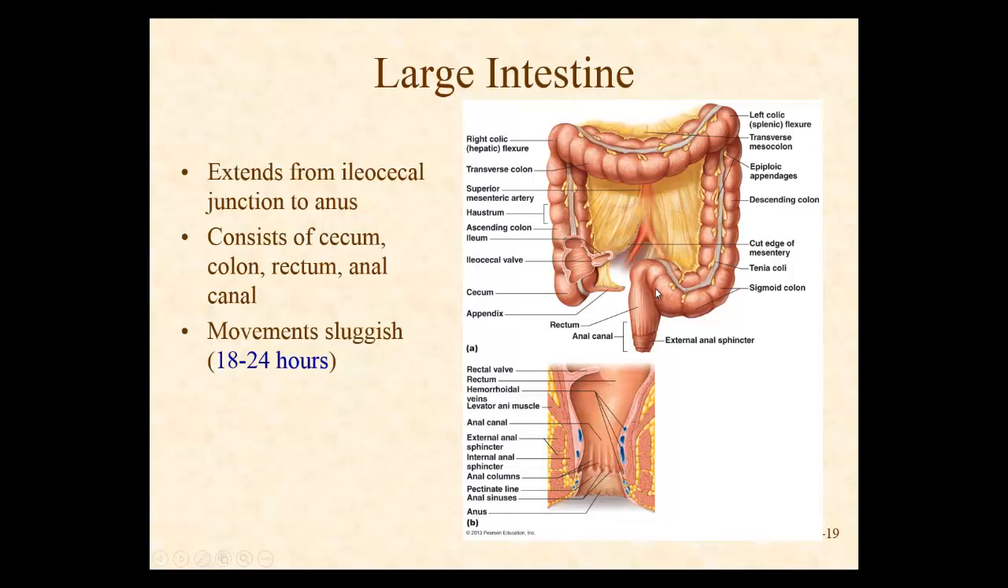So the last part of the large intestine is the rectum. This is a muscular passageway that carries the stool out of the body through the anal canal and the anal sphincter. The anal sphincter, the external anal sphincter, is under our voluntary control, and we can determine when we want to have a bowel movement. Once that stimulus is there to have a bowel movement, we can control when that occurs through the external anal sphincter.